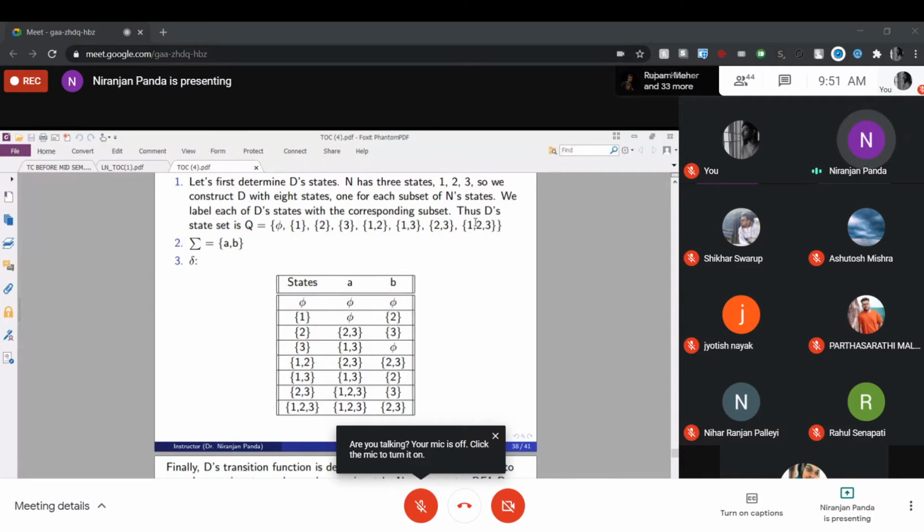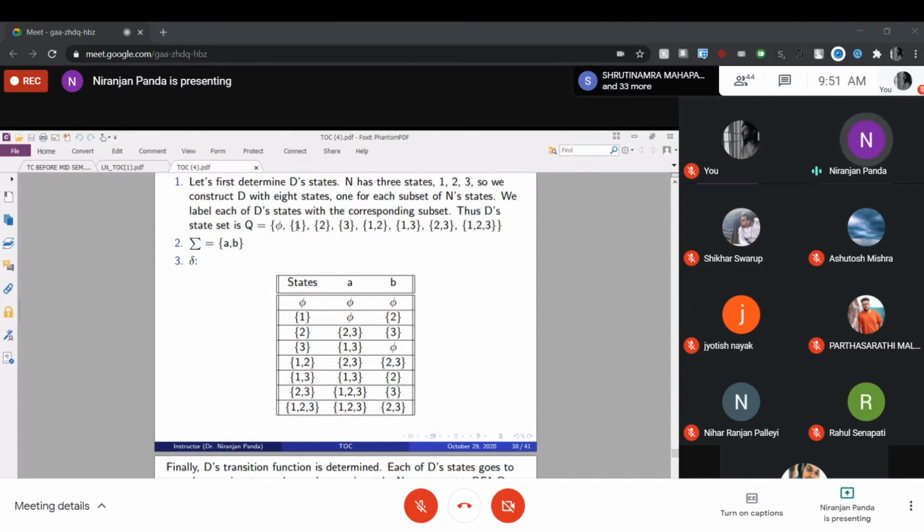Then these are the states possible. Yes or no? If I convert this into a DFA, then the DFA will contain this many states, which is possible. Sigma is a bit. This is the transition function I got.